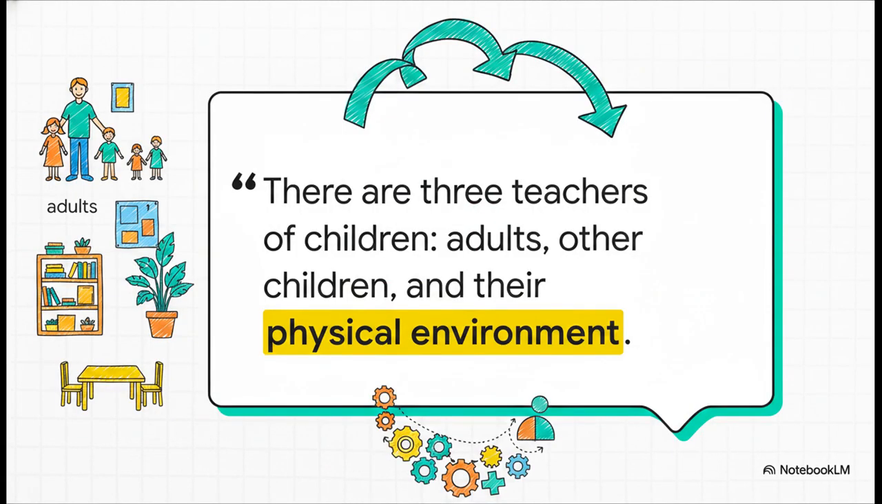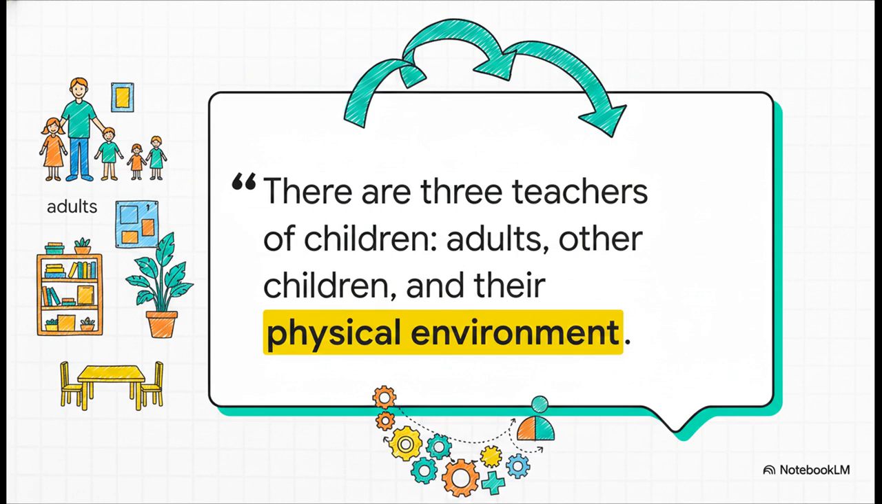information. And this whole idea is perfectly captured by an early childhood educator named Loris Malaguzzi. He said, "There are three teachers of children: adults, other children, and their physical environment." Wow, think about that for a second. The environment isn't just some passive background where learning happens to take place. No way. It is an active participant. It is literally your third teacher.